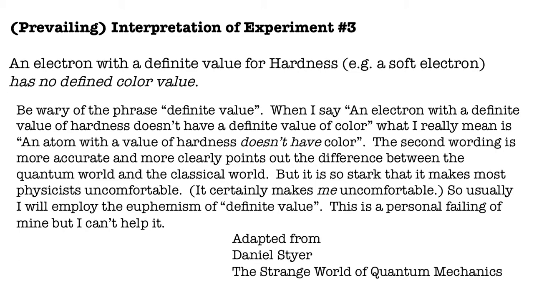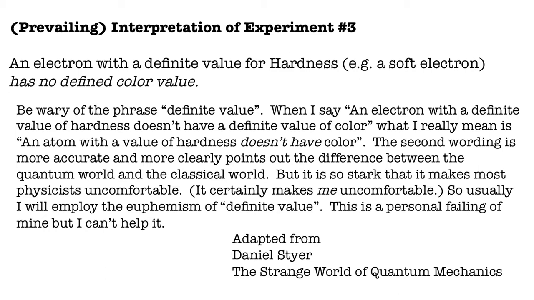This second wording is more accurate, but it's so stark that it makes people really uncomfortable. And so usually I will employ the euphemism of definite value rather than no value. He says, this is a personal failing of mine, but I can't help it. And I think it's a really interesting way to think about it. No definite value really just means no value. That property has no value. And that, for sure, is not a classical idea.